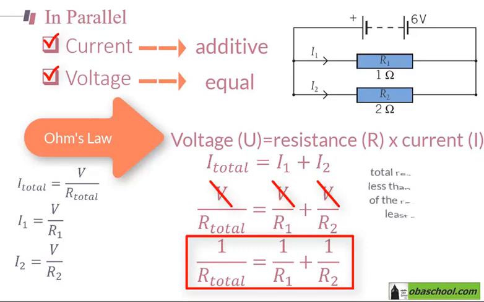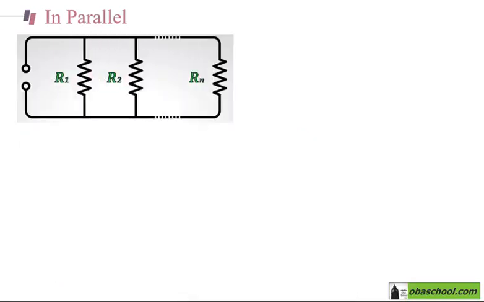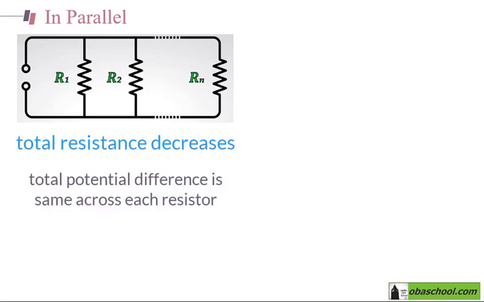So, the total resistance of two components in parallel connection will be less than the resistance of the resistor with the least resistance. And adding more resistors in parallel will decrease the total resistance. This is because the total potential difference is the same across each resistor. So, adding an extra resistor in parallel increases the total current entering the combination. Because the total resistance is equal to the battery potential difference divided by the total current entering the combination. Well, let's focus on this point.